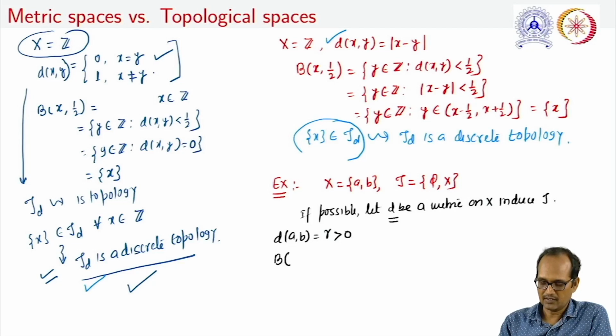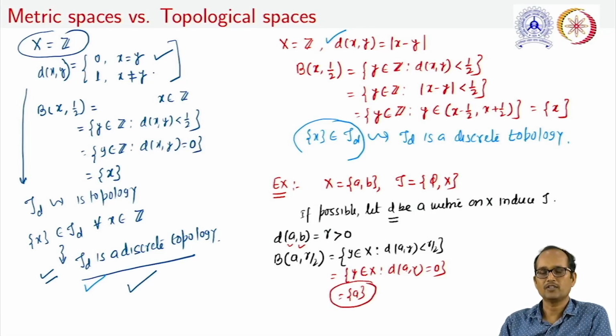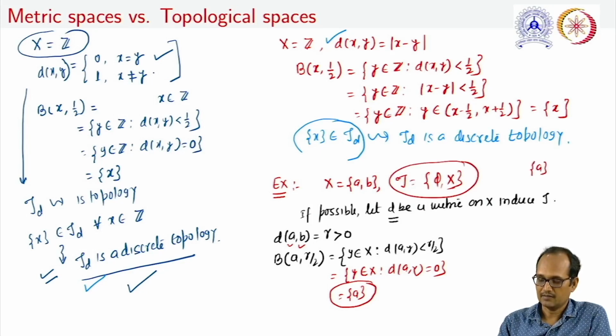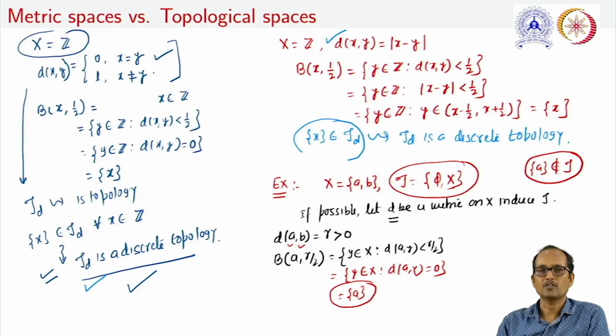Now we construct an open ball centered at a with radius r by 2. This will be equal to all y belonging to X such that d(a,y) is less than r by 2. But note that here there are only two elements a and b with distance r. So that is precisely all y belonging to X such that d(a,y) equals 0, which is nothing but the singleton set {a}. But as we already know, every open ball is an open set and will always be a member of the topology. But note that the singleton set {a} is not a member of this tau, and therefore no such metric is possible.